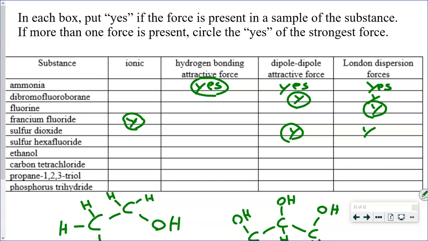Sulfur hexafluoride, this is an octahedral shape, nonpolar molecule. That geometry leads us to completely canceling out of all the fluorine and sulfur bonds, so we have nothing but London dispersion here.